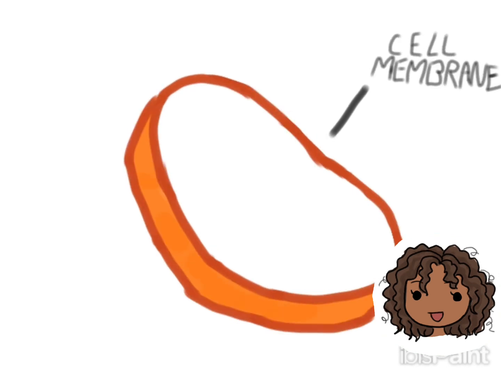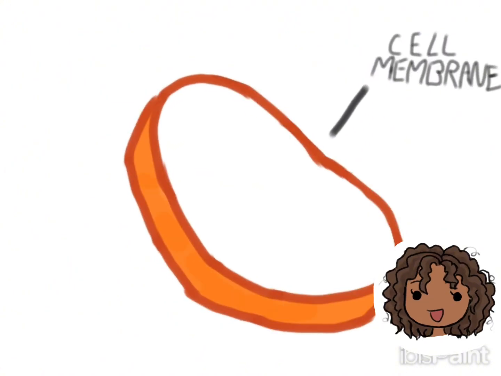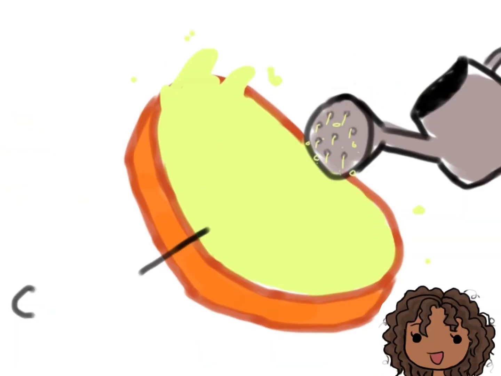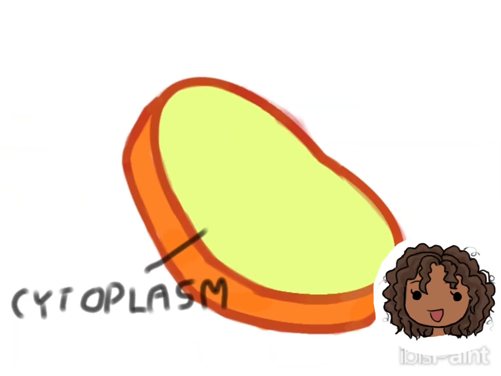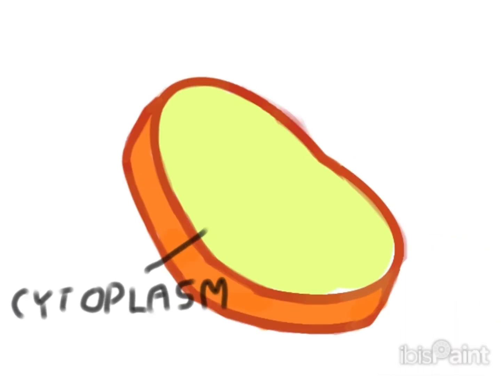The cell membrane. The cell membrane regulates what enters and leaves the cell. It provides a fixed environment by transporting nutrients in and toxic substances out. The cytoplasm. The cytoplasm allows transport, maintains cell shape and structure, and provides protection and storage by suspending organelles.